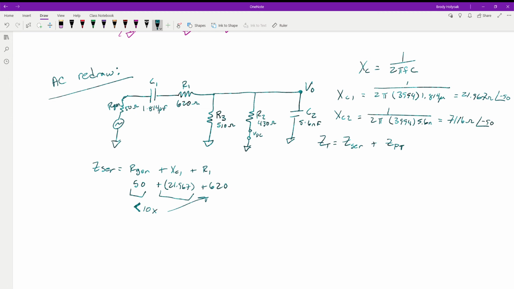Okay, so with that in mind, our Z series is going to be 670 ohms because we're going to keep RGen, we're going to keep R1, and for the sake of this, we're going to remove the capacitance because it's 10 times less. It's essentially a short compared to the 620 ohms.